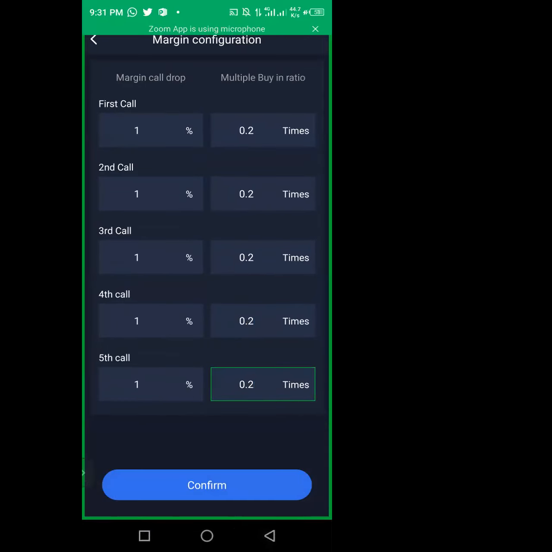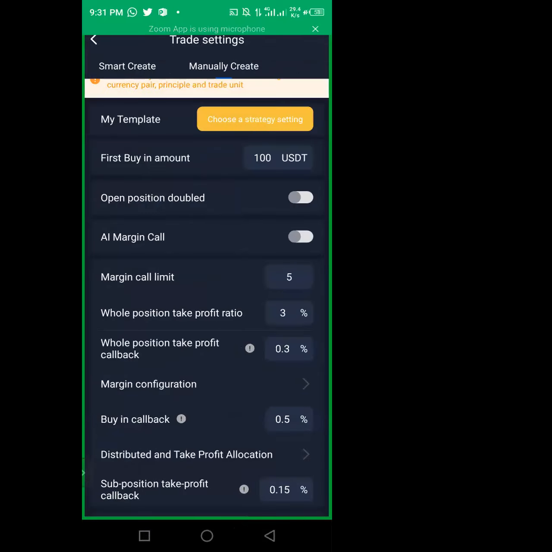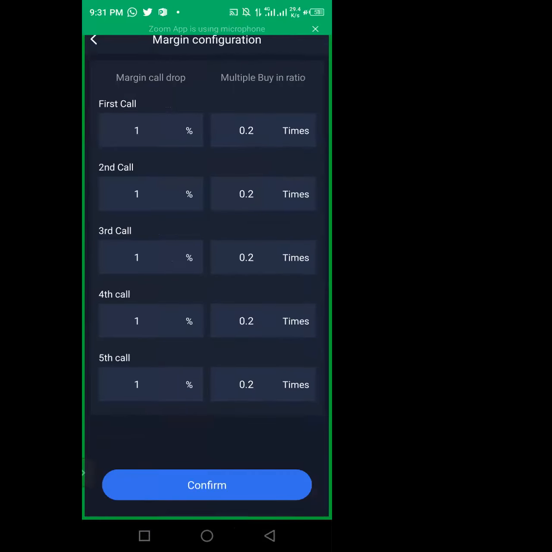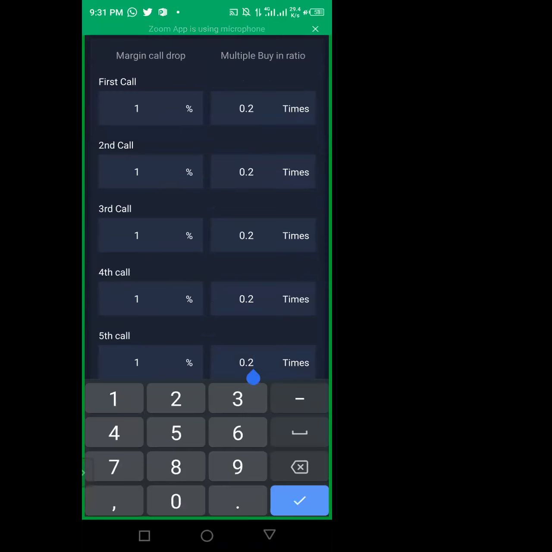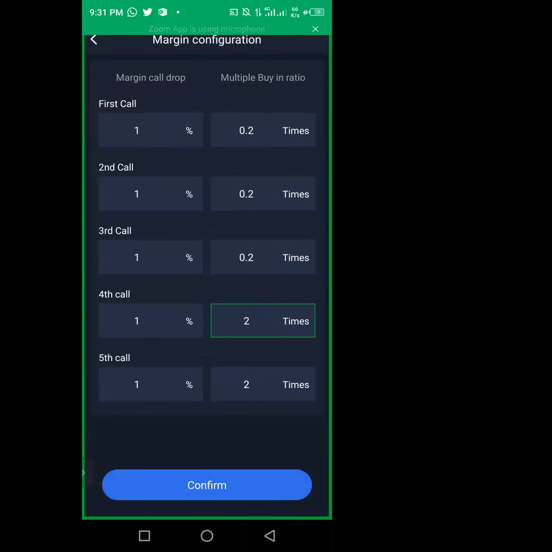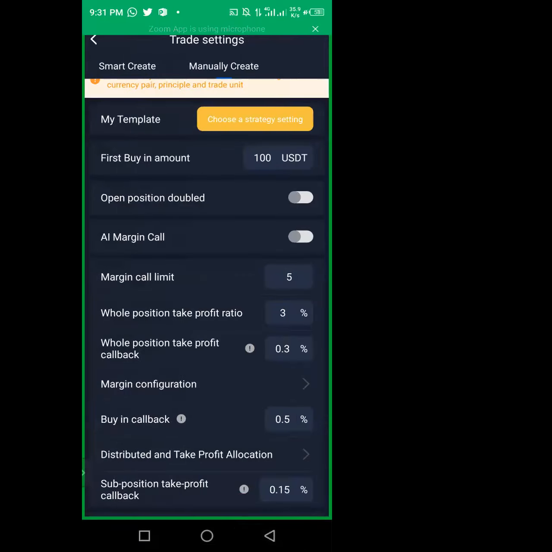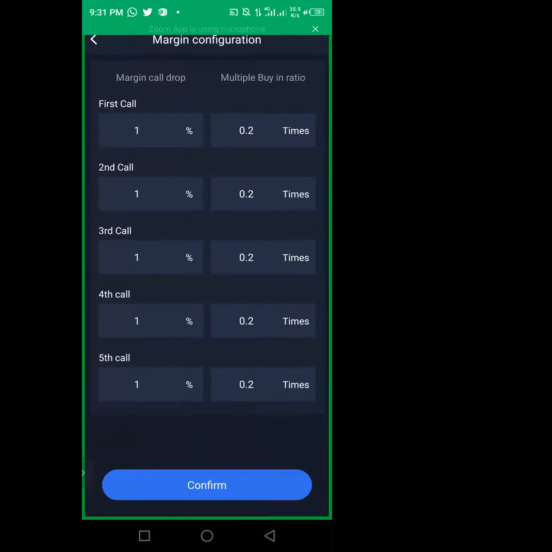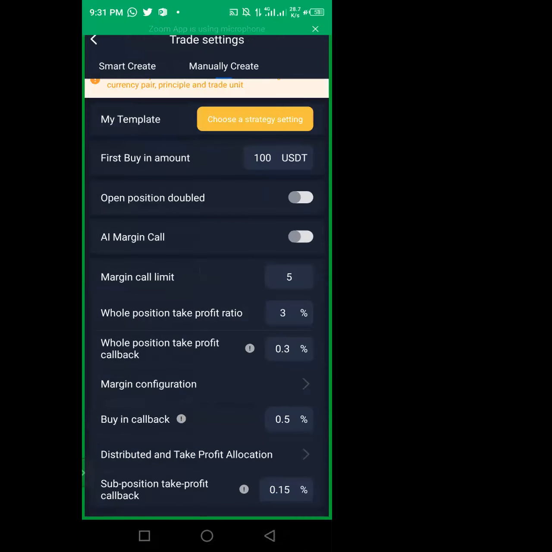So please, if you don't understand anything we explain here, write it down, and in question time you can ask me. Please always confirm. If you set all these things and just go back, the settings will not save. So anything you do in the margin configuration, you must click confirm. Don't click back. Click confirm, so it has saved.